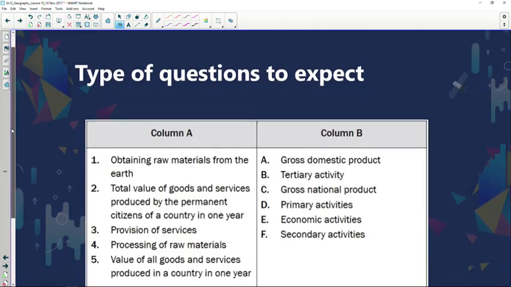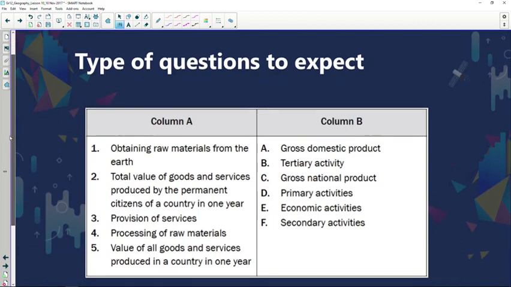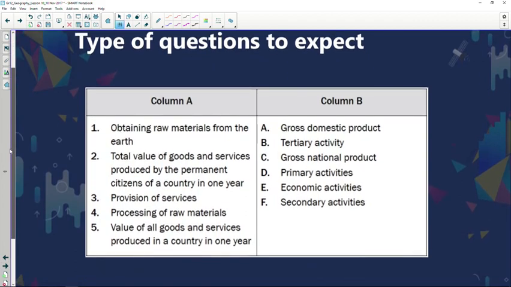Now, a typical question in question 4 and 3 in your exam papers is going to be to match column A with column B. Now, let's do this together quickly. Obtaining raw materials from the earth, what type of activity do you think that is? That's definitely primary activities. Total value of goods and services produced by the permanent citizens of a country in a year. Now, remember that's inside the borders, that is the GDP. It's A.